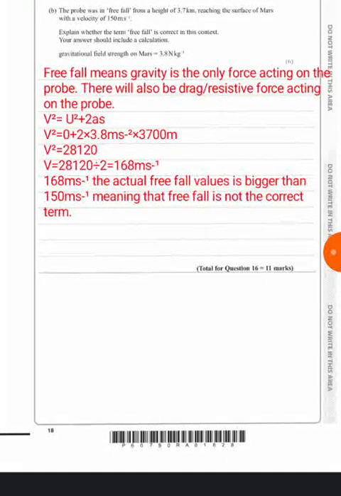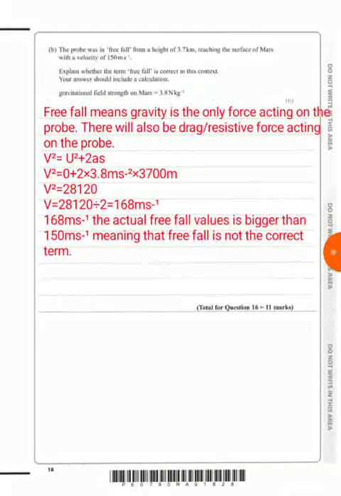So 168 meters per second is the actual free fall value, and it is bigger than 150, which was given. When we calculated the free fall value it is 168, but they have given us 150, and they are asking whether it is falling in free fall, but it is not, because the value is smaller. Therefore free fall is not the correct term to use.